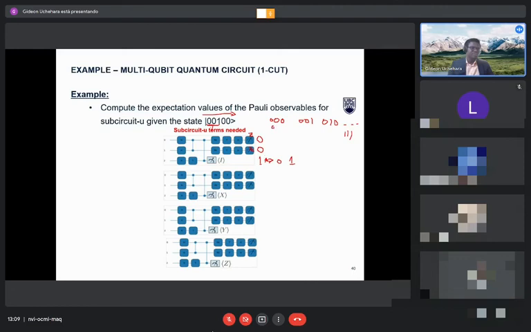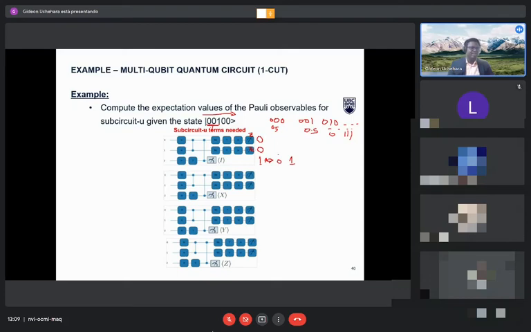Let's say this was 0.5 and this was 0.5 and so on and so forth. Then let's say if this was 0.5, 0.5, and so on and so forth. So if this is 0.5, 0.5, all the rest will be 0 because the summation of the probabilities here will have to be equal to 1.